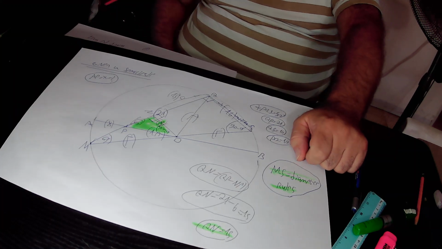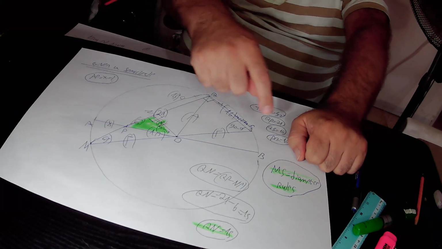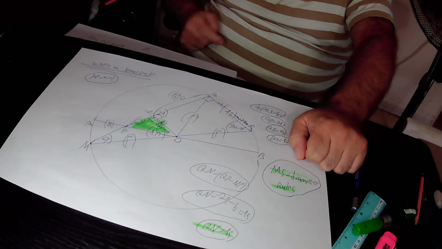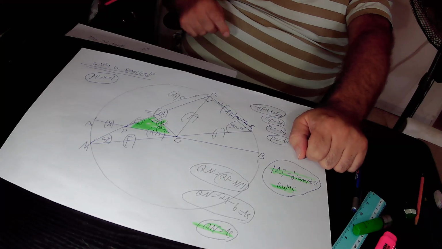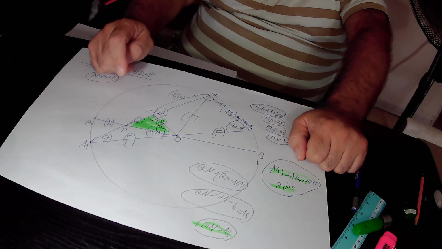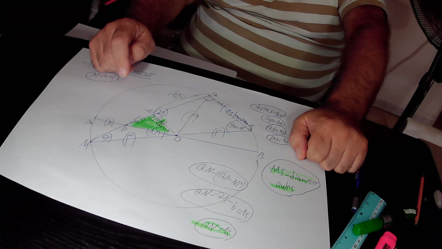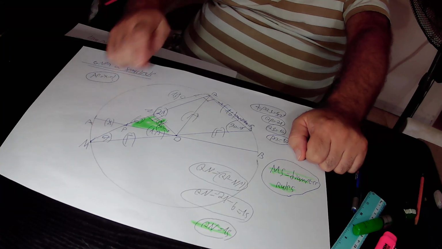So first of all, we complete this semicircle to a circle, and we extend line segment QP by a straight line until it touches the circle at this point, point M.